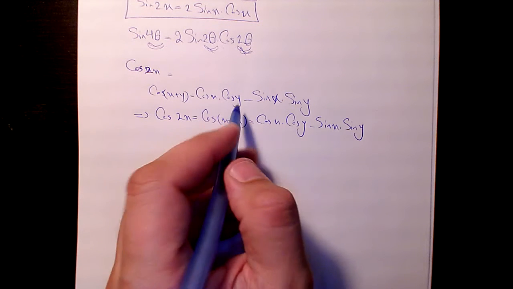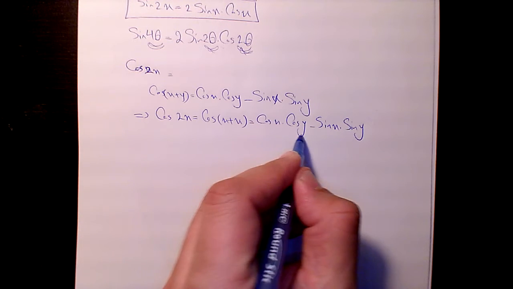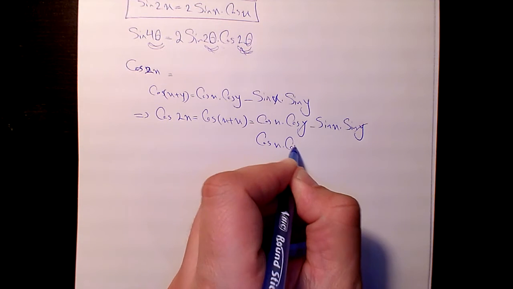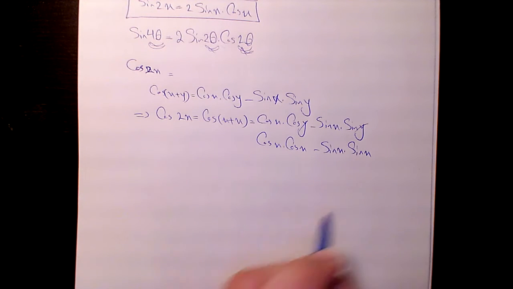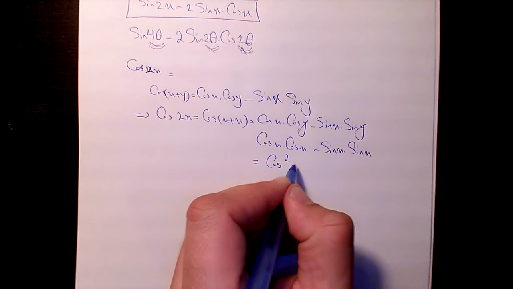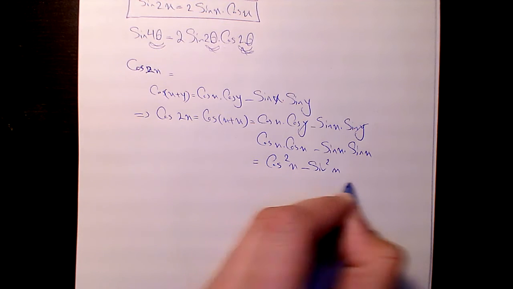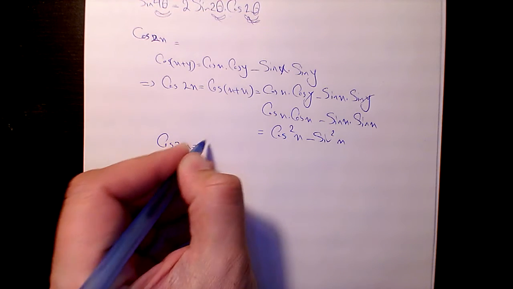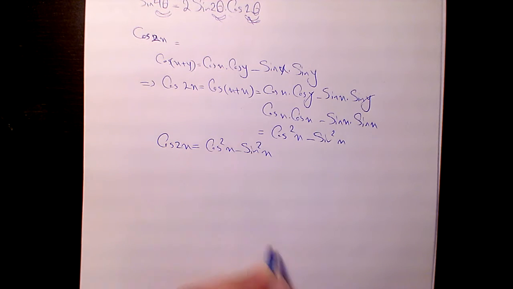So that's for x plus y. So when we have two x's, these two are going to be x's as well. So it's going to be cosine x times cosine x minus sine x times sine x. So then I will have cosine x times cosine x is going to be cosine squared x minus sine squared x. So that's going to be the answer. So cosine 2x will be equal to cosine squared x minus sine squared x.